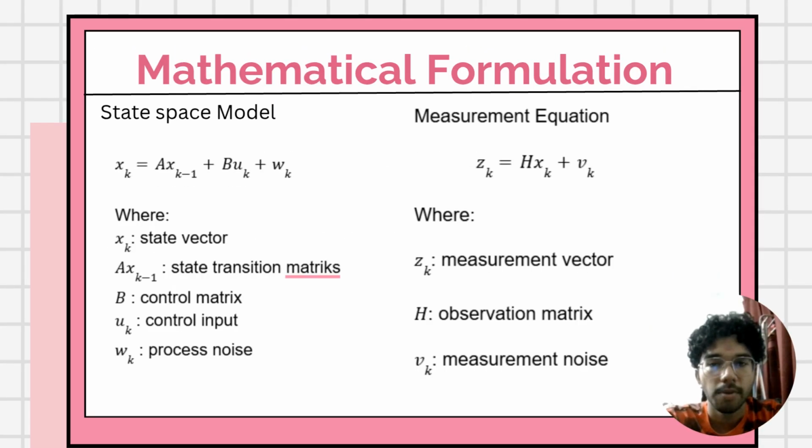As for the mathematical model, the system is represented using a state space model. The process equation is the first one. It represents how the system changes over time, including process noise. The second equation is the measurement equation, which shows how the sensor observes the system, including measurement noise. These two equations form the basis of the Kalman filter model.